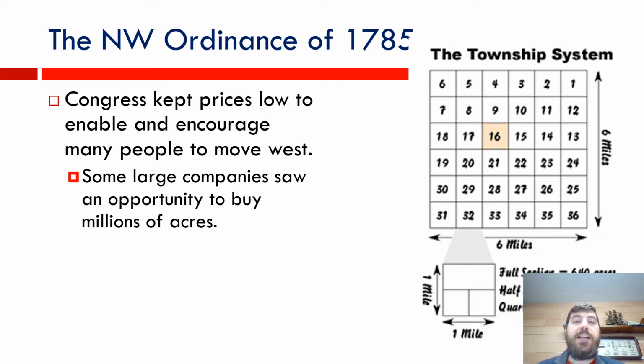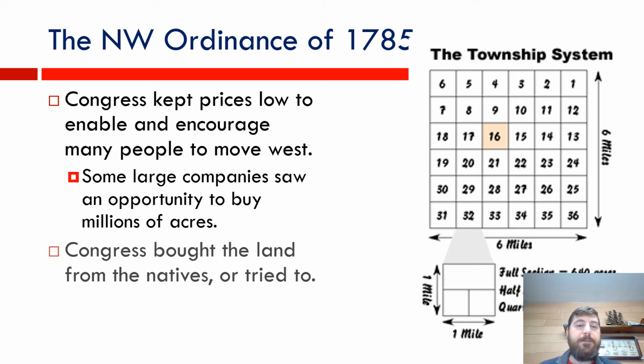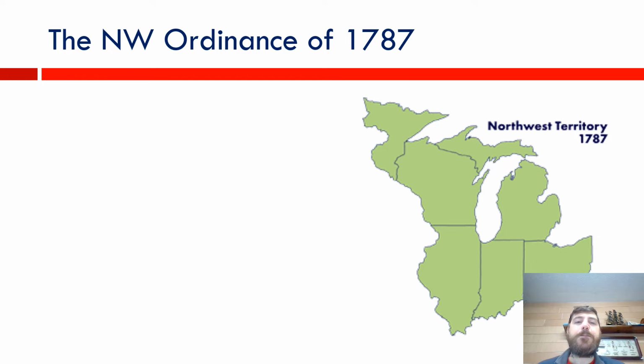Some large companies, as soon as they were allowed to, bought tons and tons of land, millions of acres, and then sold that later on when the price of land went up. They sold that at a big profit. Congress tried to buy a lot of that land from the natives, and a lot of the time that did work out well, and the Indians just slowly moved further west. Some of the times, of course, we ran into trouble and wars and all sorts of unpleasantness.